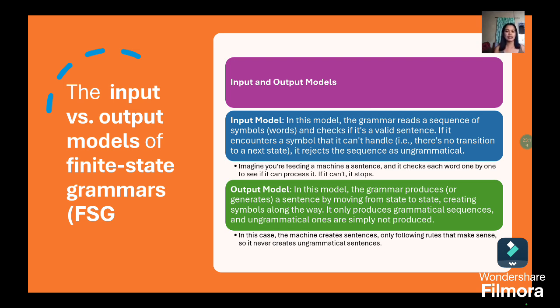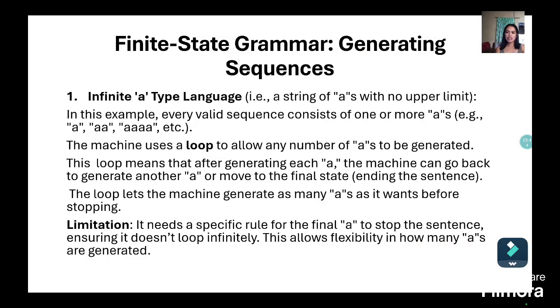Now the output model. In this model, the grammar produces or generates a sentence by moving from state to state, creating symbols along the way. It only produces grammatical sequences, and ungrammatical ones are simply not produced. In this case, the machine creates sentences only following the rules that make sense, so it never creates ungrammatical sentences. Let's proceed to finite state grammar generating sequences. First is the infinite type of language.